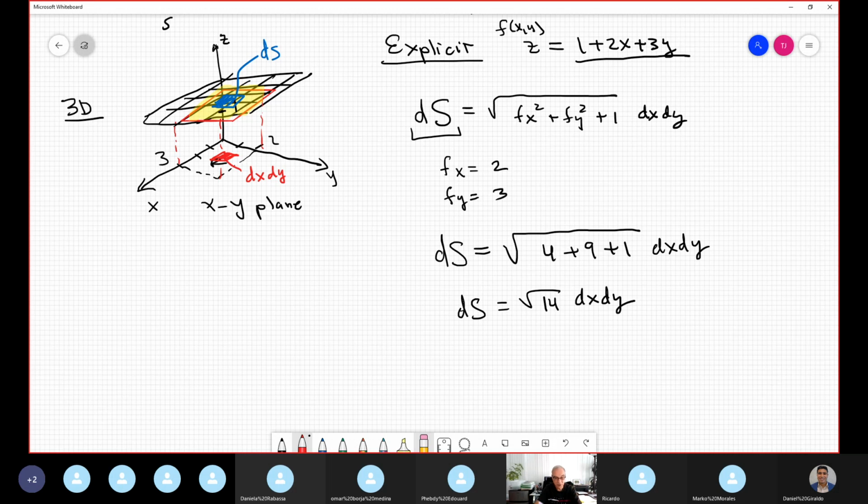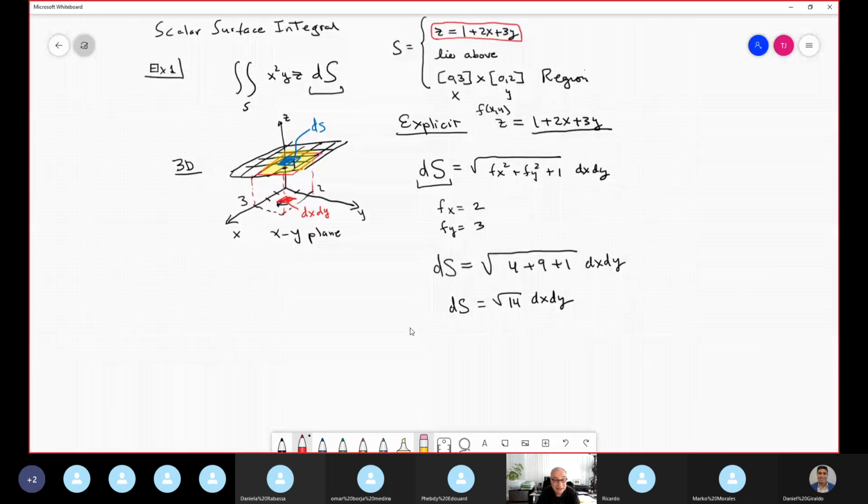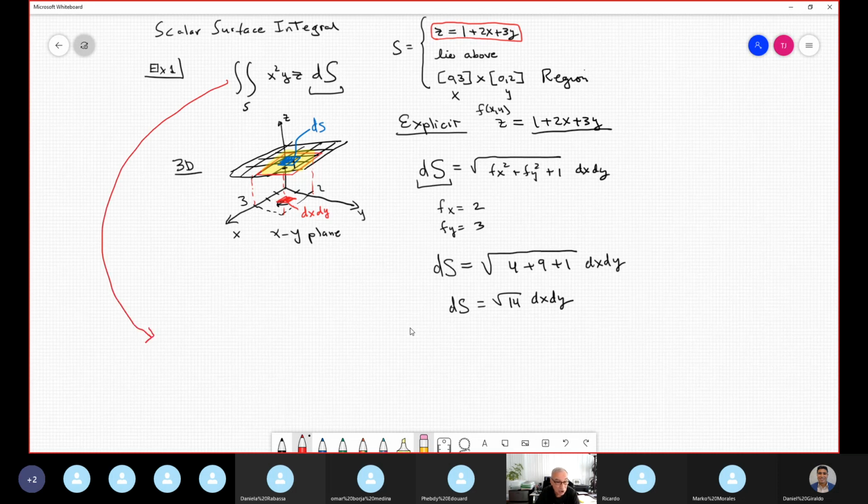Now you are ready to set up the double integral? Of course you are ready, because now my surface integral becomes a double integral over the region R. How is the region R? This is the region R. So it's super easy. The limits are clear, it's rectangular, so it's a super easy double integral.